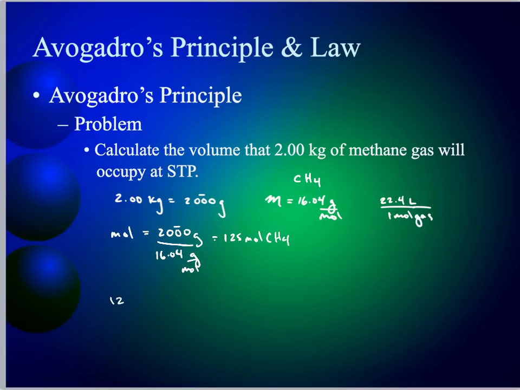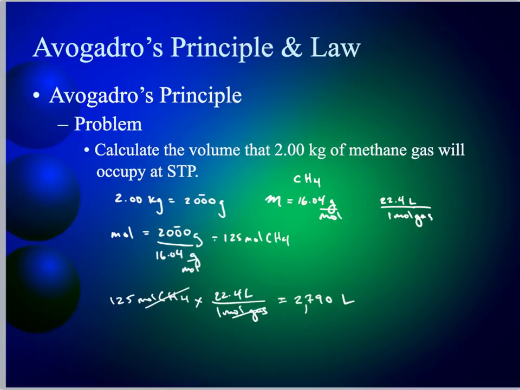From that, if I want to know how much space it's taking up at STP, I can take the 125 moles of CH4 and multiply it by 22.4 liters for every 1 mole of gas, so my units cancel. CH4 is a gas, so my moles of gas units would cancel. If you take 125 times 22.4 and round that to 3 significant figures, we are going to get something in the neighborhood of 2,790 liters. That's a lot of space.